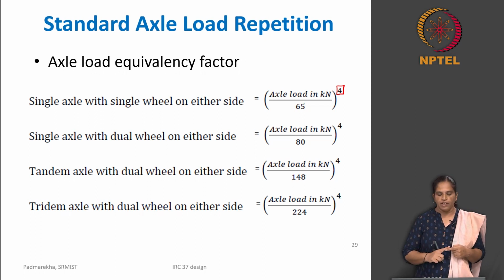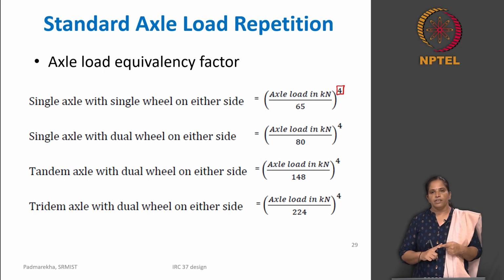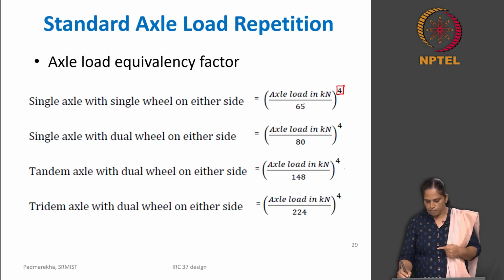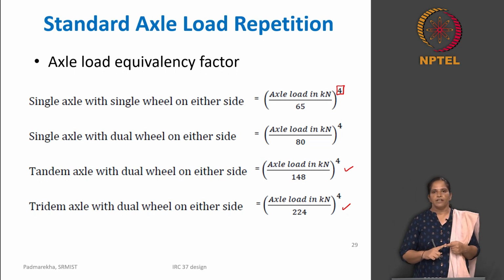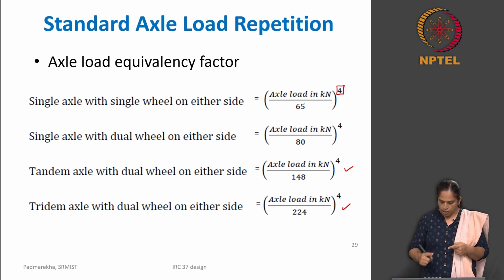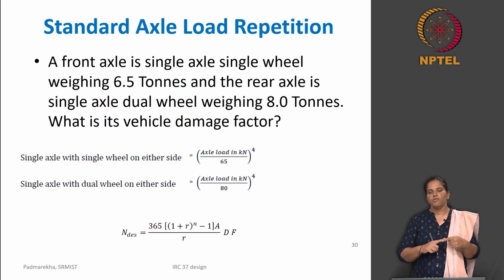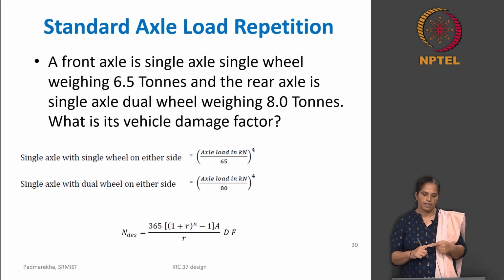In case it is a single axle with a dual wheel, the equivalency factor is axle load in kilonewton divided by 80 kilonewton, raised to the power 4. You have similar factors for a tandem axle and a tridem axle. So, this gives us the equivalency factor for any axle load. Now, VDF is nothing but the sum of all equivalency factors corresponding to the axles in a vehicle.